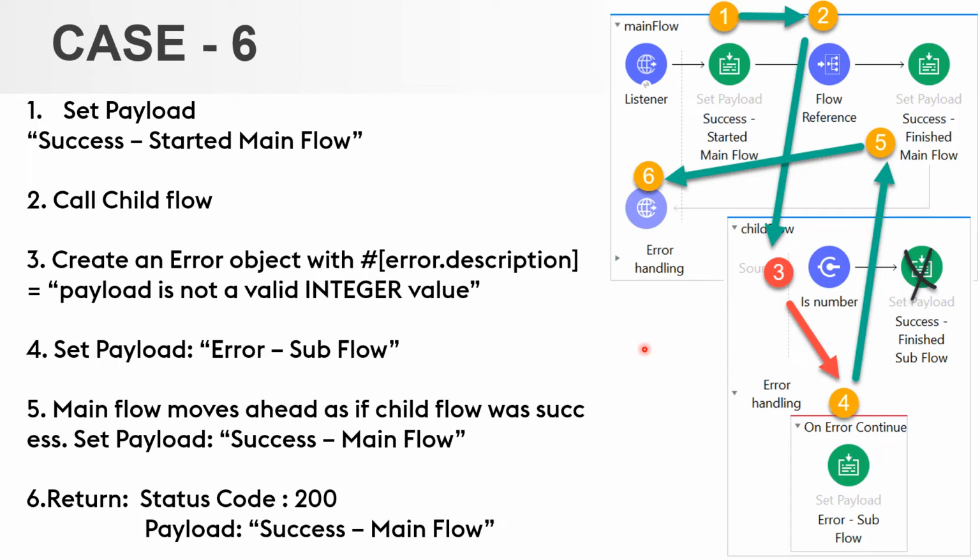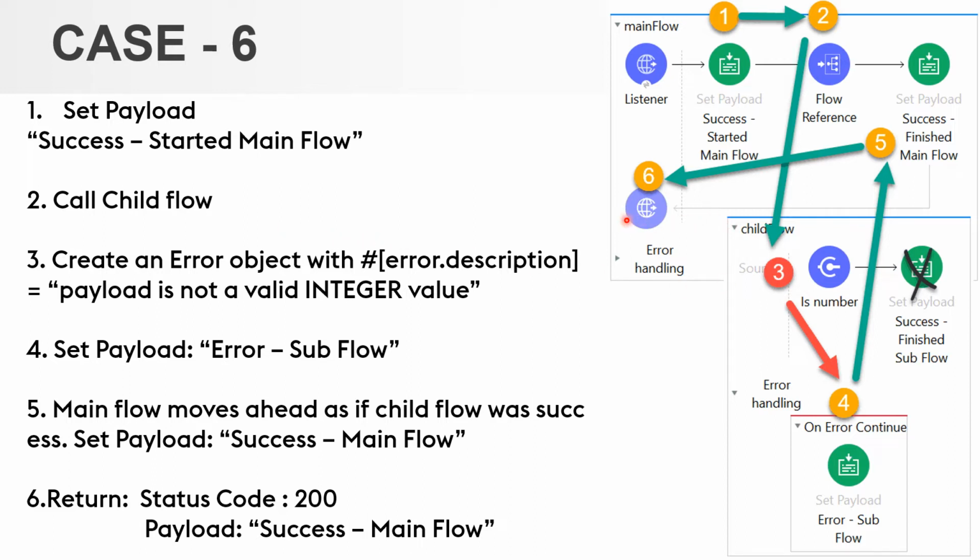And here you have on error continue. So what will happen in this case now? Set payload will set success started main flow. Then it will go to the flow reference. The flow reference will send the control to the child flow. Here is number is your error object generator. It will generate the object. It will set the error description to payload is not a valid integer type.